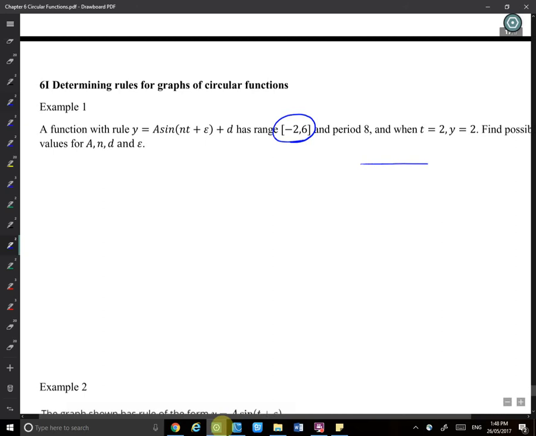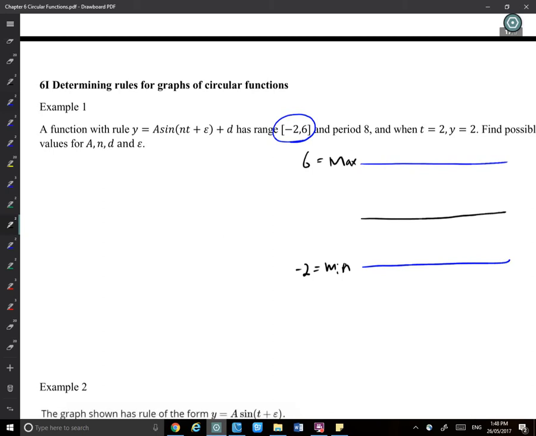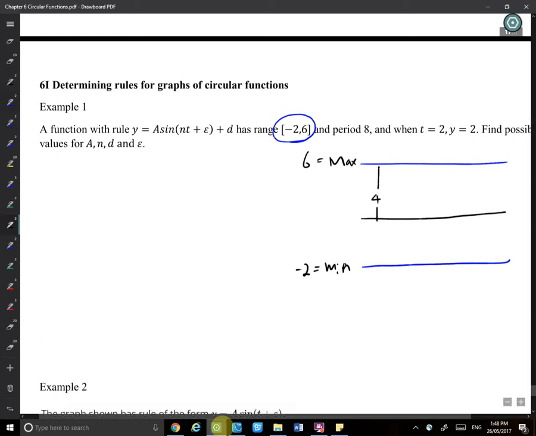I think it's easy, but there's actually a lot of mistakes that happen here. Let's say that's the max. Your max is 6. That is your minimum. Minimum is -2. What's the total height here? 6 and -2, what's the total? 8. So each part will be 4, right? From here to here will be 4. From here to here will be 4.